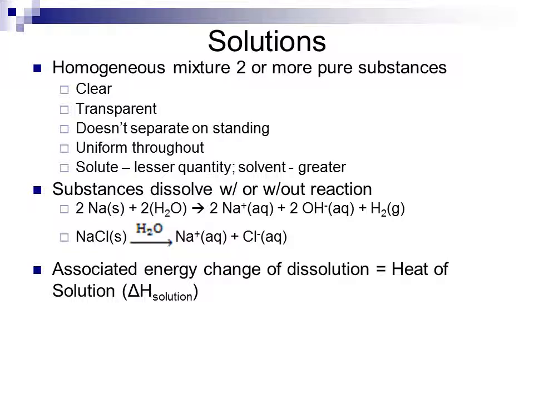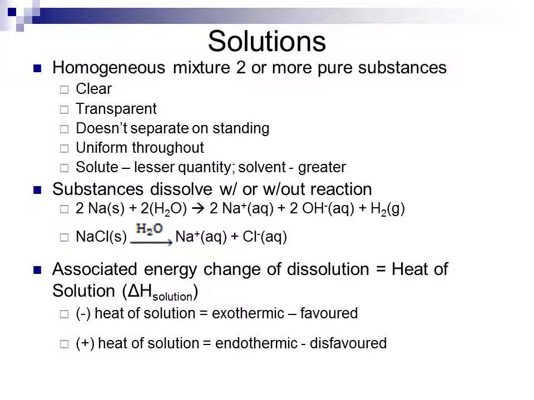Associated energy changes with dissolution are referred to as heats of solution. So the amount of energy that is either absorbed or given off in the course of this dissolution process is what we call the heat of solution. If the heat of solution is negative, which means that it releases energy, it is an exothermic process. So if the delta H solution is negative, this process is favored. If the delta H solution is positive, this process is endothermic, taking in energy, and is overall disfavored.